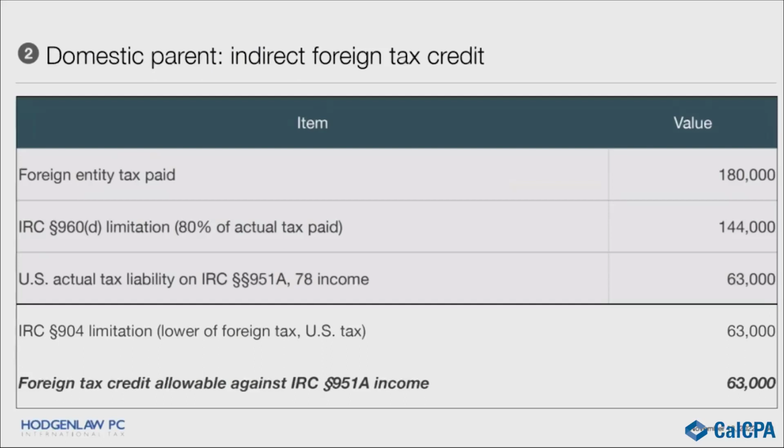Section 904, the limitation on how much foreign tax credit you can claim, applies equally to the direct foreign tax credit, where I paid the tax in the foreign country and get to claim the credit, as it does to the indirect foreign tax credit, where my subsidiary paid the income tax to the foreign country and I get to claim the foreign tax credit. So 904 applies both places. It's the lower of US tax or foreign tax paid. The lower of 63,000 and 144,000 is 63,000. Even I can do that math. And therefore, your foreign tax credit allowable is 63,000.